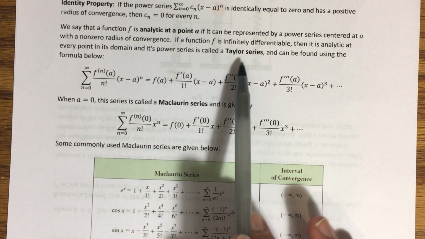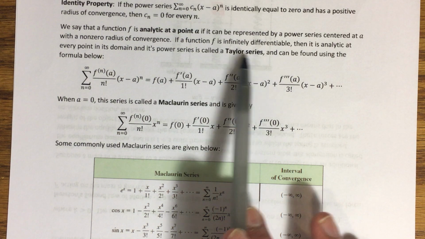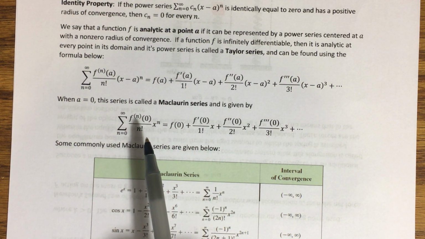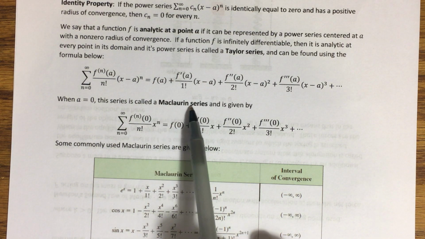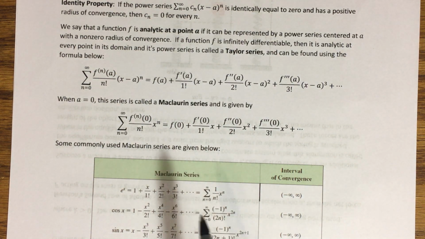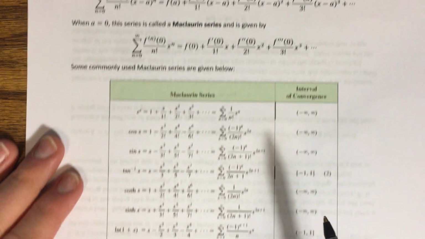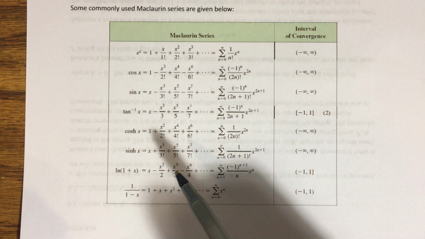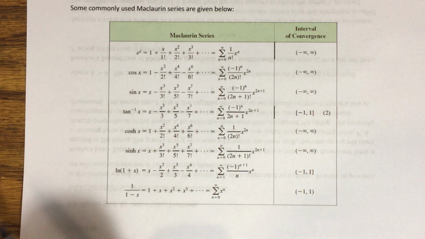Of particular importance is the Taylor series centered at 0. When this a here is equal to 0, then that special case we refer to as a Maclaurin series, and that would look like this. It's a little bit simpler looking. In Calculus 2, you go through the process of finding Maclaurin series for several common functions.